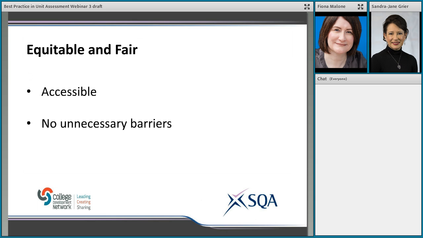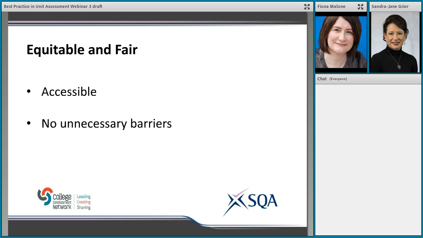Similarly, if I said in an assessment, why did the government frown upon, whereas if I asked, why did the government disapprove of X, it should be clearer to the candidate what the expected response should be. For guidance on the use of assessment arrangements for disabled candidates and or those with additional support needs, please consult the assessment arrangements webpage on SQA's website. And also page 43 and 44 of our guide to assessment in terms of providing reasonable assistance.